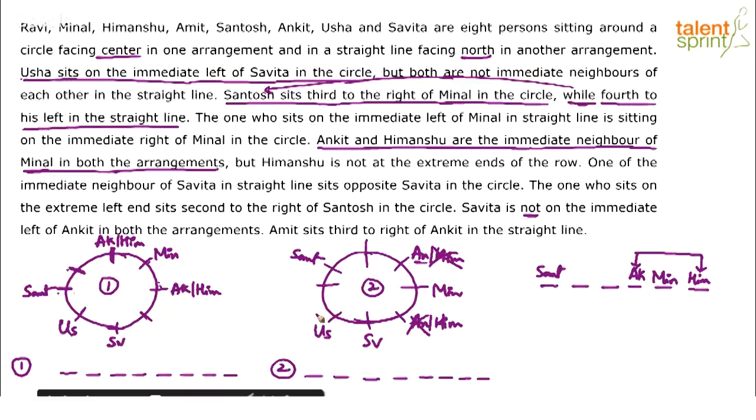So let us start with this point. Let us use this point. The one who sits on the extreme left end sits second to the right of Santosh in the circle. Now with respect to the first circle, who is second to the right of Santosh? Second to the right of Santosh is Savita. So Savita sits on the extreme left end.